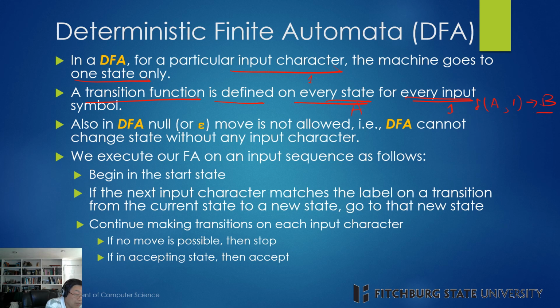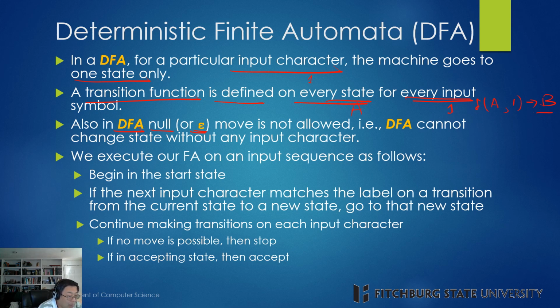So in a DFA, null or epsilon, that means the empty move, is not allowed. In other words, a DFA cannot change state without any input character. If the current state is A and there's no input, transferring to the next state is not allowed. Later on, when we talk about non-deterministic finite automata, we'll find out the change could be like a random.